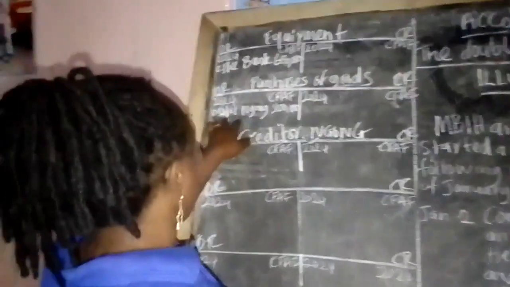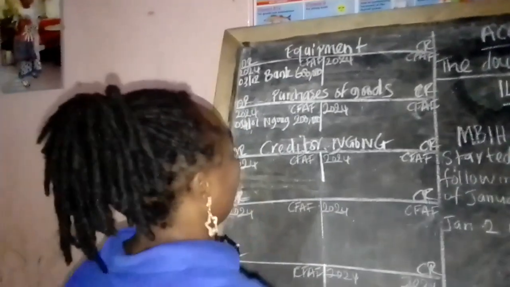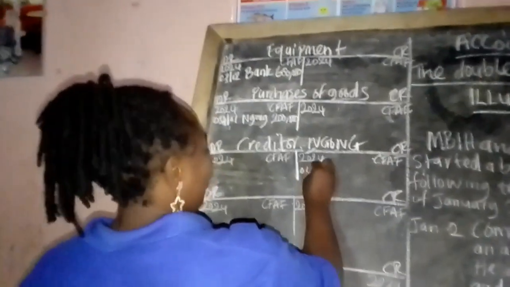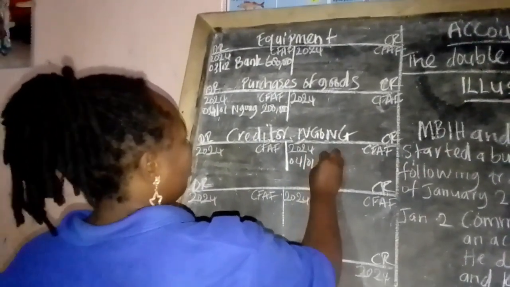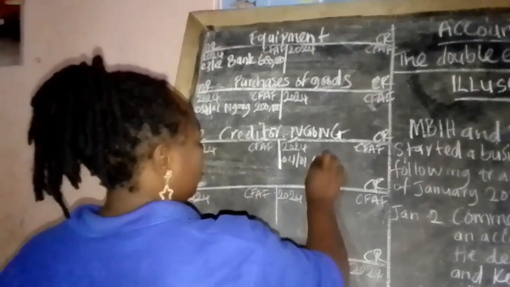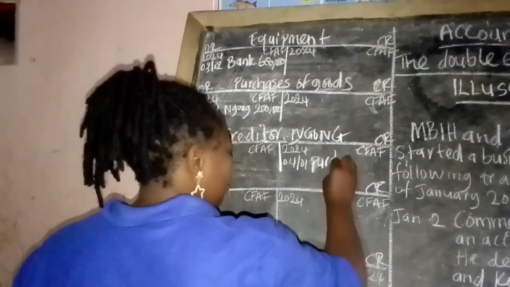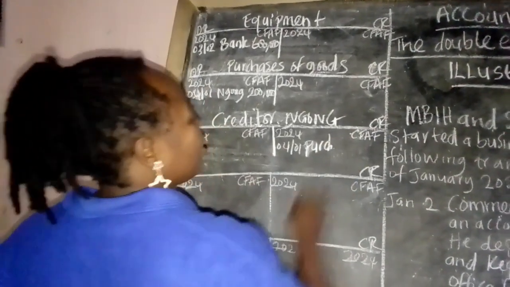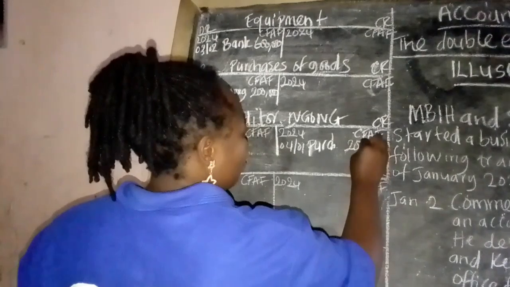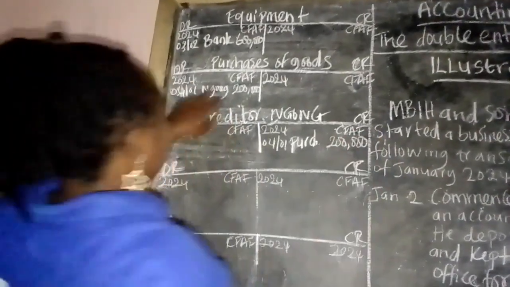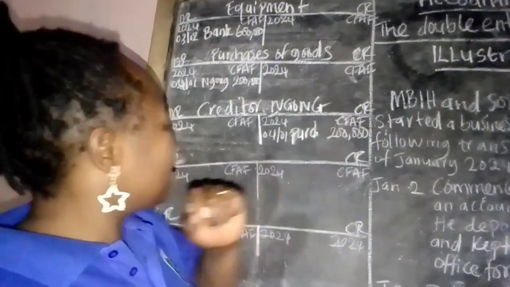So we've done it like this. We have NDONG 200,000, and we have the same here. Purchases. Since my space is small, I will write just purchase, 200,000. So you see, you debit and you credit.